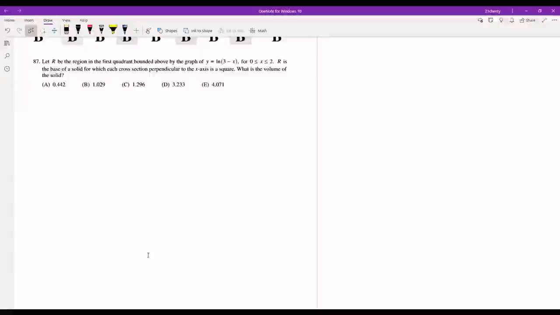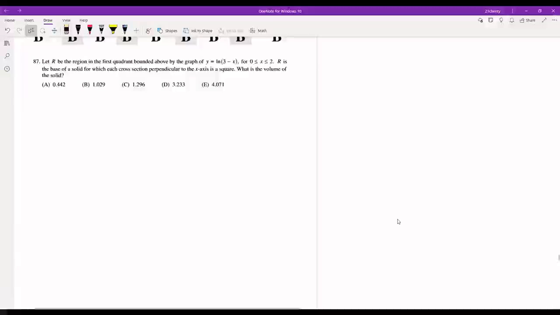87. Let R be the region in the first quadrant bounded above by the graph of y equals ln of 3 minus x. R is the base of the solid for which each cross-section perpendicular to the x-axis is a square. What is the volume of the solid?